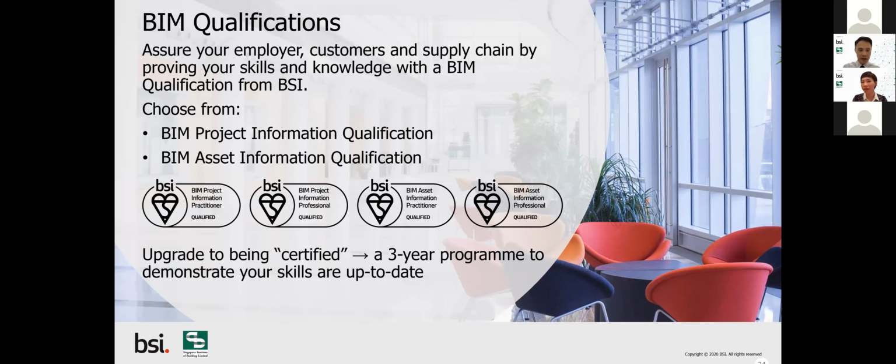So then BIM qualifications, there are two pathways. You can choose from the BIM Project Information qualification or the BIM Asset Information qualification. And as I've just mentioned, you can also go for a certified professional, and that is a 3-year program. After 3 years, you can get yourself certified. There's a process, and that process will be repeated 3 years upon 3 years, and you keep your status as a certified professional. All right, okay. Thank you for hearing me, and I'll hand back over to Vanessa.